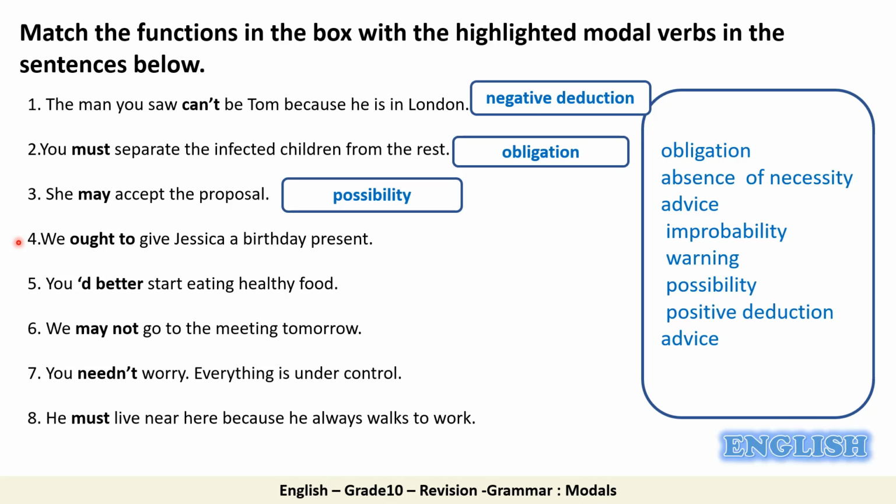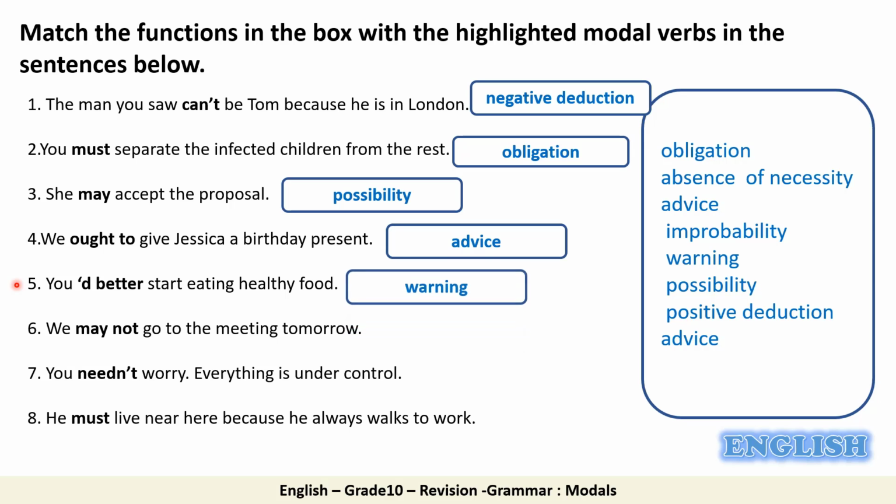4, we ought to give Jessica a birthday present. So what does it express here? Very good. It's an advice, something that you should do or ought to do. 5, you'd better start eating healthy food. What does it express here? It's a warning. Very good. You'd better start eating healthy food, or otherwise you will get fat, or otherwise you will ruin your health.